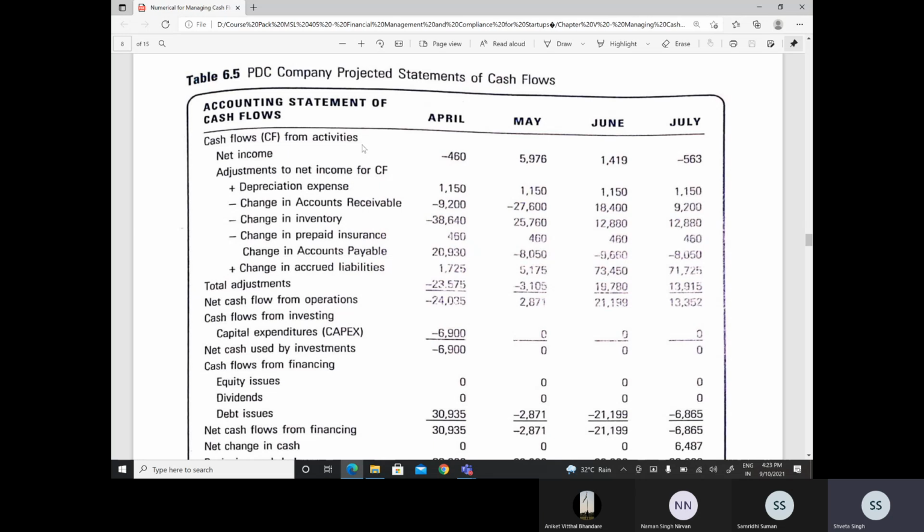So cash flows from operating activities for the 4 months, we have a net income of minus 460, that is net profit of minus 460 in April. The adjustments that are done to the net income for cash flows: we always add back the depreciation because it's a non-cash item. Any increases in accounts receivables, we subtract. So here we can see that the accounts receivables have actually decreased, so that is minus 9,200. Any increase in inventory we subtract, that is 38,640.